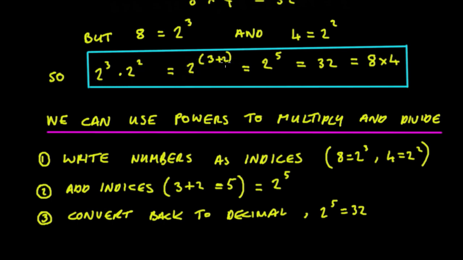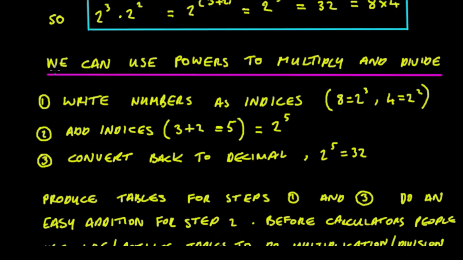So therefore, that's the real direction we're going. Multiplication becomes addition. So that's equivalent to 2^5, which equals 32, which is the same as 8 times 4. So it's all held within that simple line there, the idea of the logarithm: multiplication becomes addition and division becomes subtraction, because whenever you divide powers, you subtract the powers. So it means that we can use powers to multiply and divide.